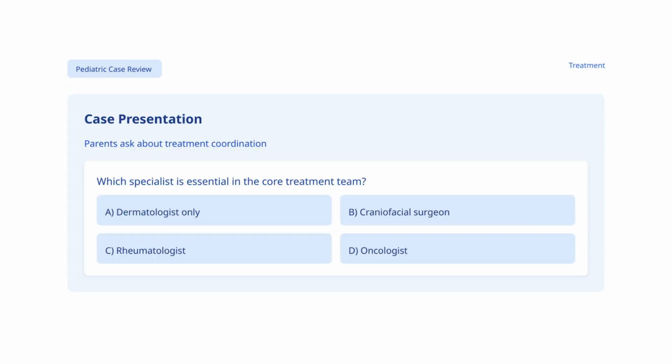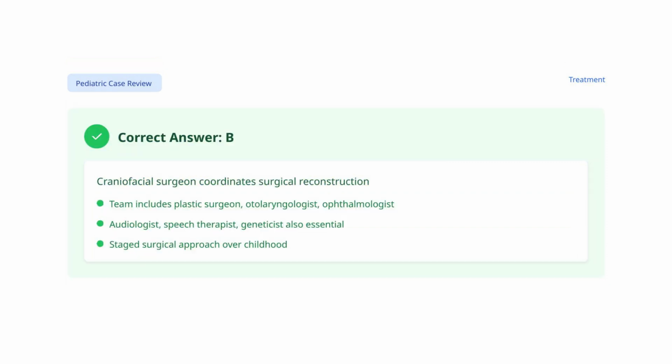Parents of an affected child ask about treatment coordination. The question is, which specialist is essential in the core treatment team for Goldenhar syndrome? Option A, dermatologist only. Option B, craniofacial surgeon. Option C, rheumatologist. Option D, oncologist. Consider the primary anatomic abnormalities requiring intervention. The correct answer is B.